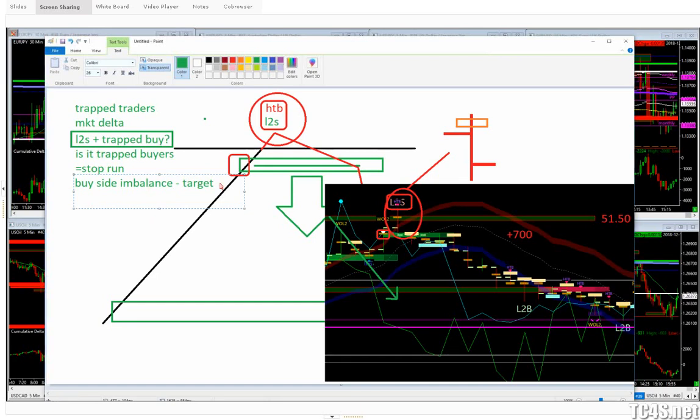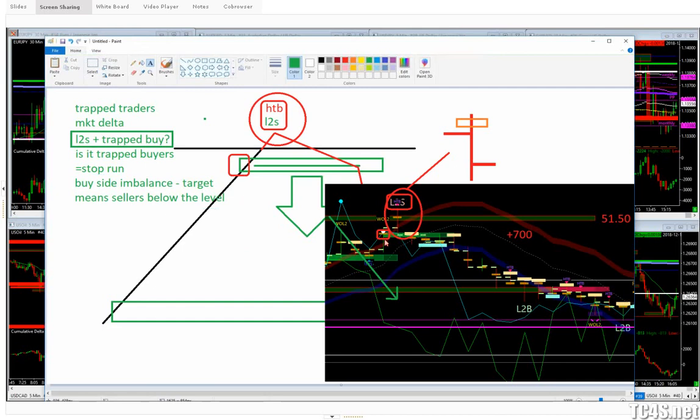A buy side imbalance means sellers below the level. Yeah, a buy side imbalance means there's got to be a seller below the level. So when I've got a buy side imbalance here on this little chart, you see the little red square, if I've got a buy side imbalance from this level, that means there's going to be sellers throwing up their positions if we can get through that level.